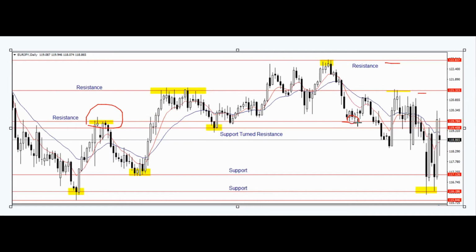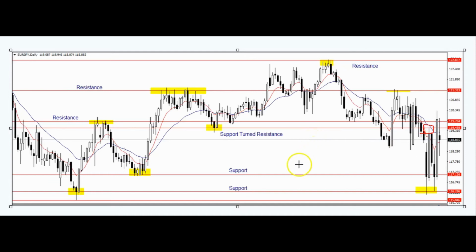Resistance turned support here, turned resistance through this bearish pin bar here, and through this candle here, the 119.874. So this is a resistance area here. This is significant in my view. We also have support through here, which has turned resistance via this structure just here. We have this inside bar structure here, a bit hard to see, but more importantly, we have rejection of this level through this candle just here.